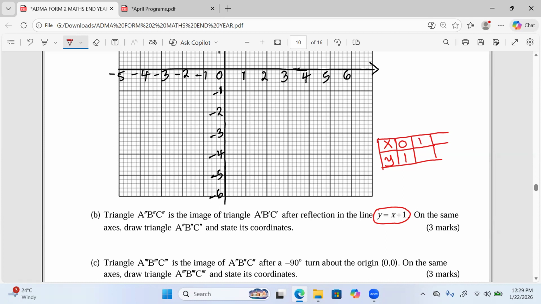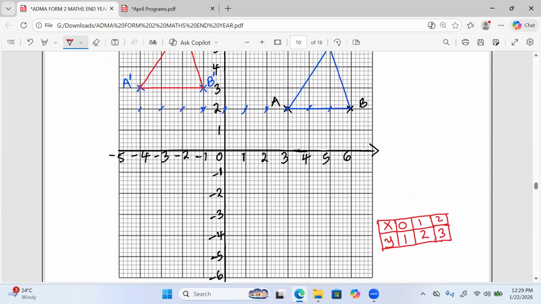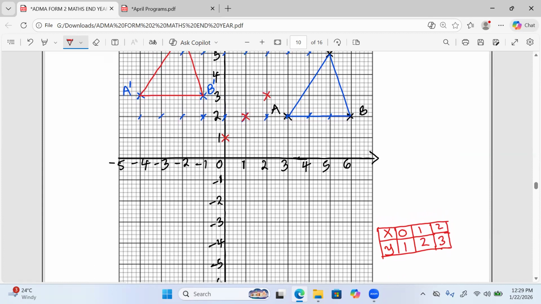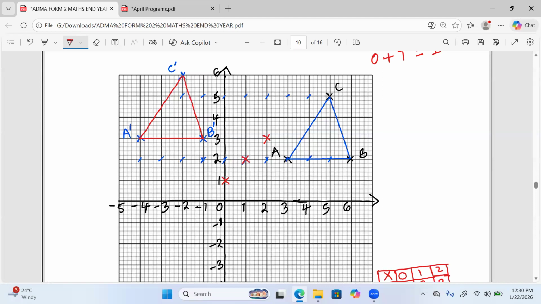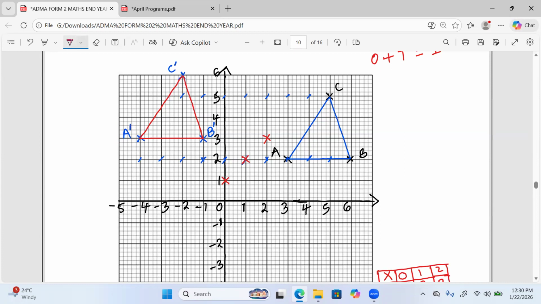At x equals 1, y equals 1 plus 1, we get 2. At x equals 2, y shall be 2 plus 1, which is 3. Those are enough coordinates, 3 coordinates are enough. So now we're going to plot 0, 1; 1, 2; 2, 3. Those are the coordinates that shall give us the mirror line. So we can proceed to have it plotted.